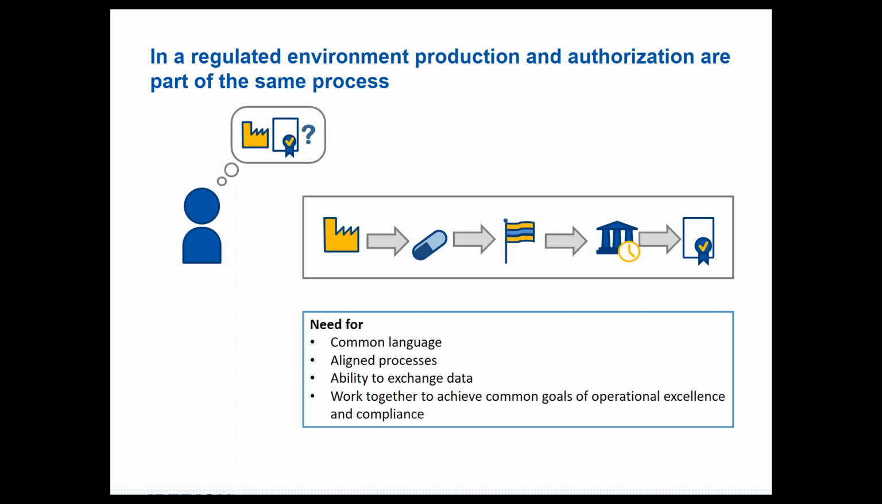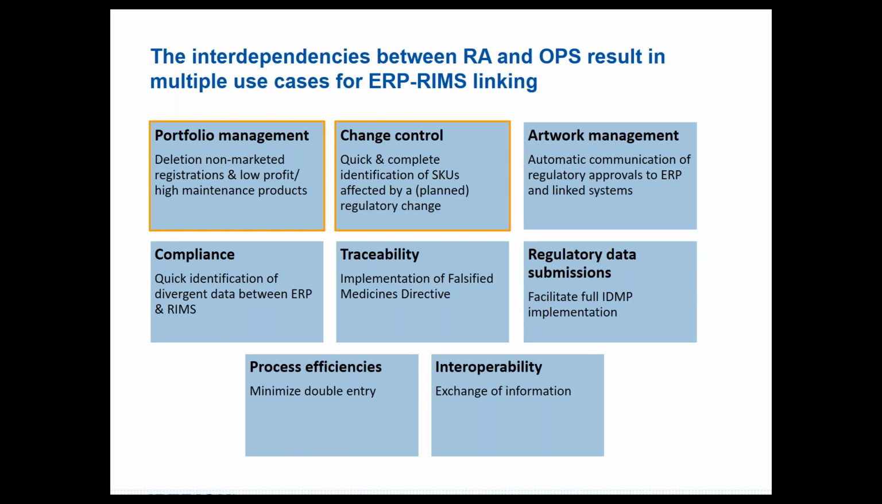Now, this is one of the examples of why you would want this information to be aligned across these two processes, but it's not the only one. Let's go to the next slide. We've put a number of blue boxes here, and two of those we will dive into in a bit more detail, but let me take you through.